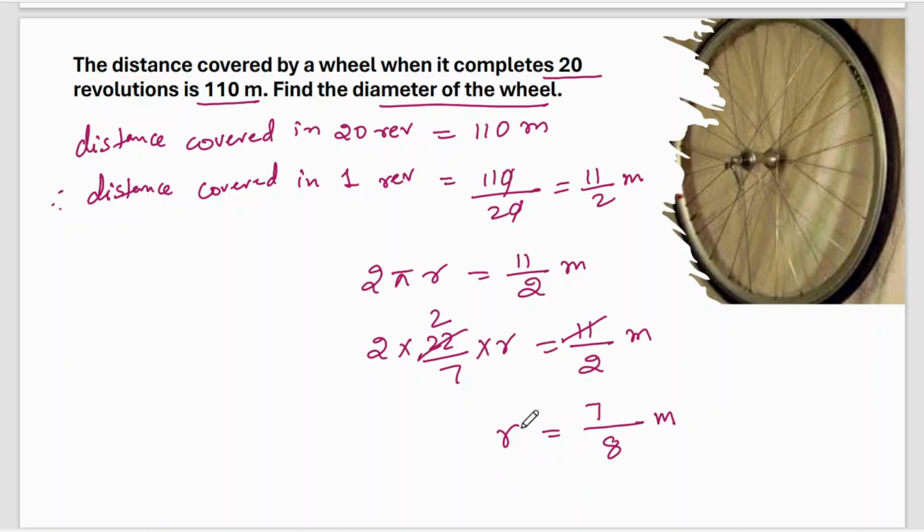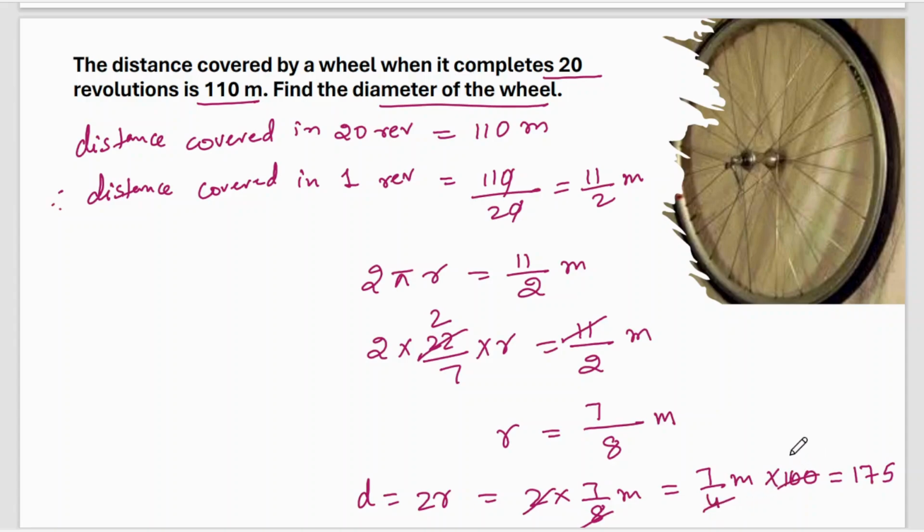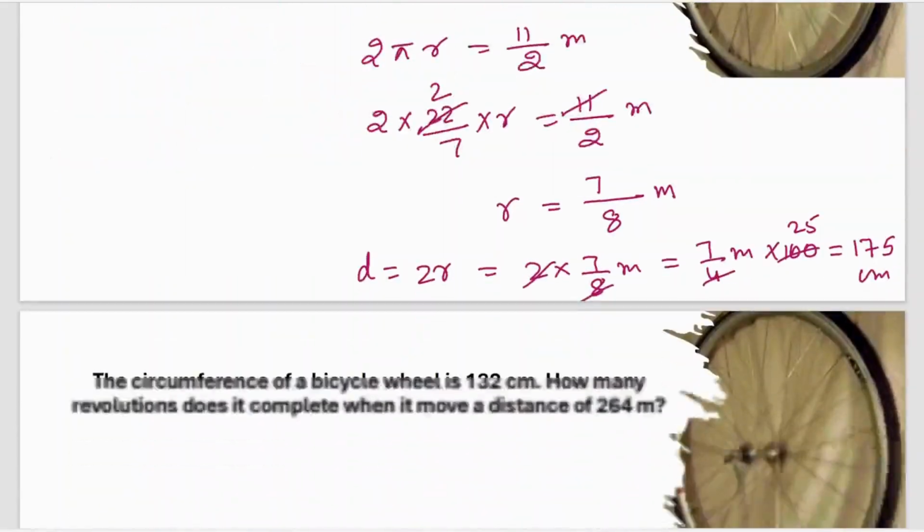So now you have been asked to calculate the diameter of the wheel. What is the diameter of the wheel? Diameter of the wheel is nothing but 2 into r. So we can calculate this as 2 into 7 by 8 meter, and you will get 7 by 4 meter. Now if you want to convert into centimeter, you multiply it by 100 and you will get 175 centimeter as your answer. So the diameter of the wheel is 175 centimeter.